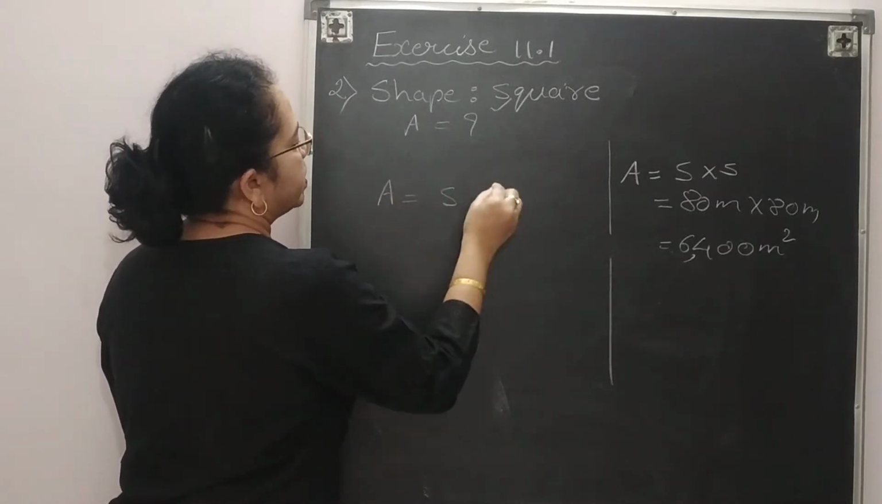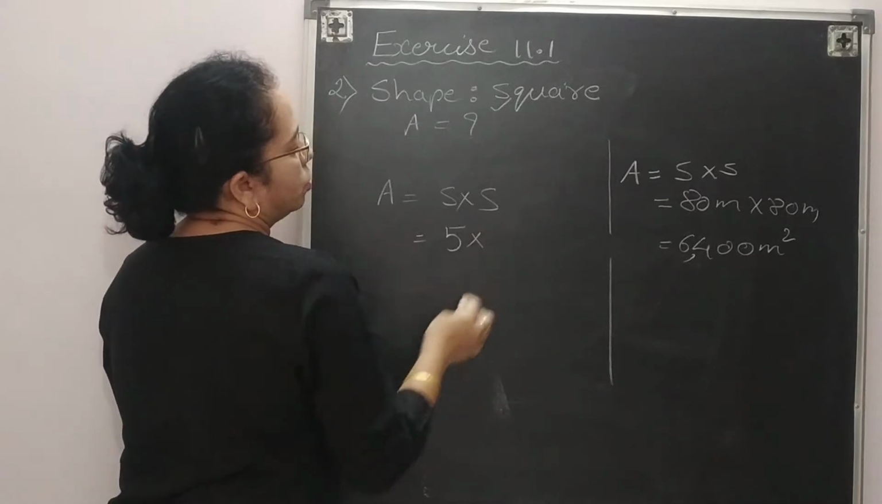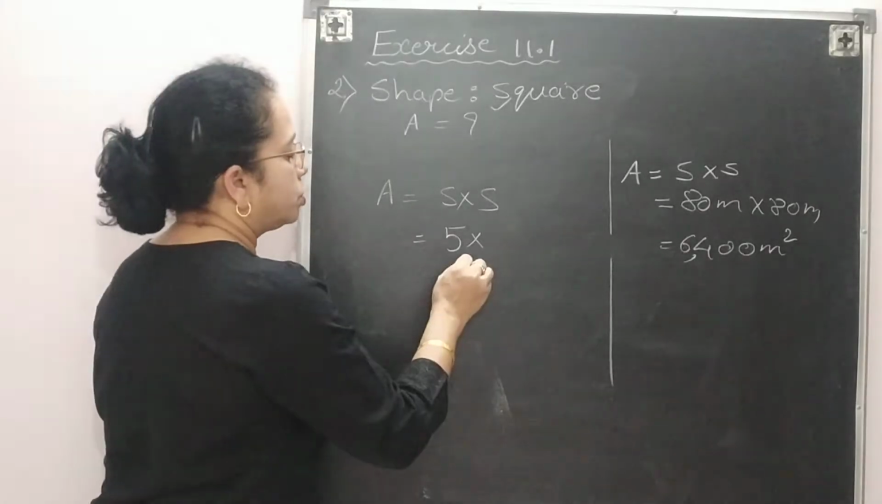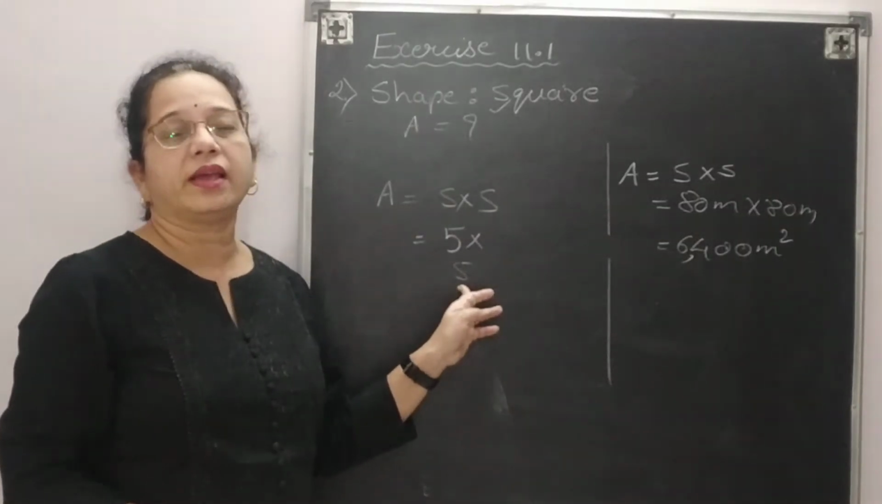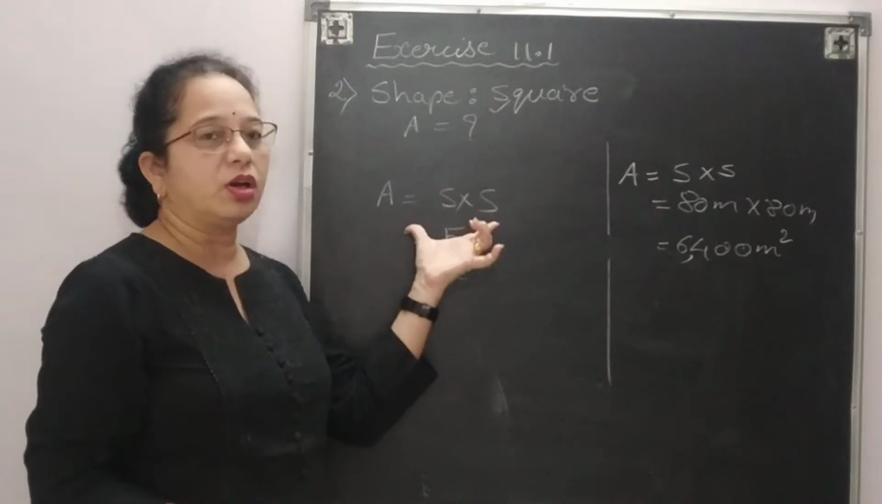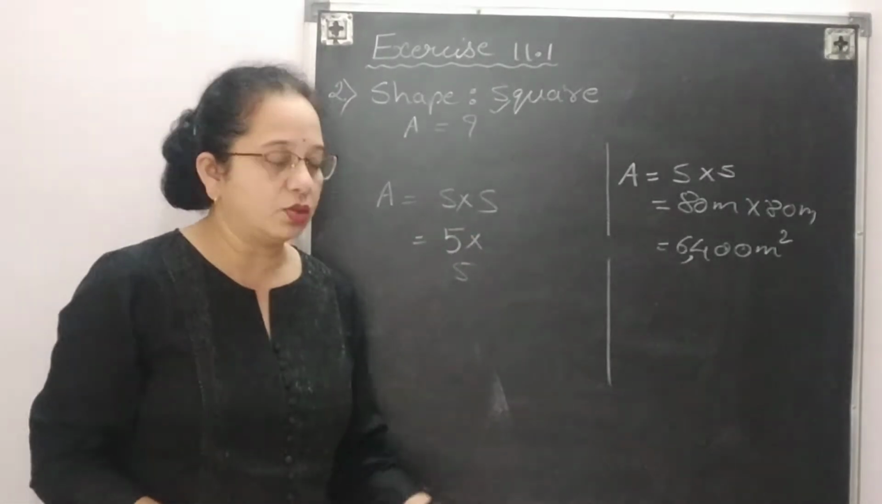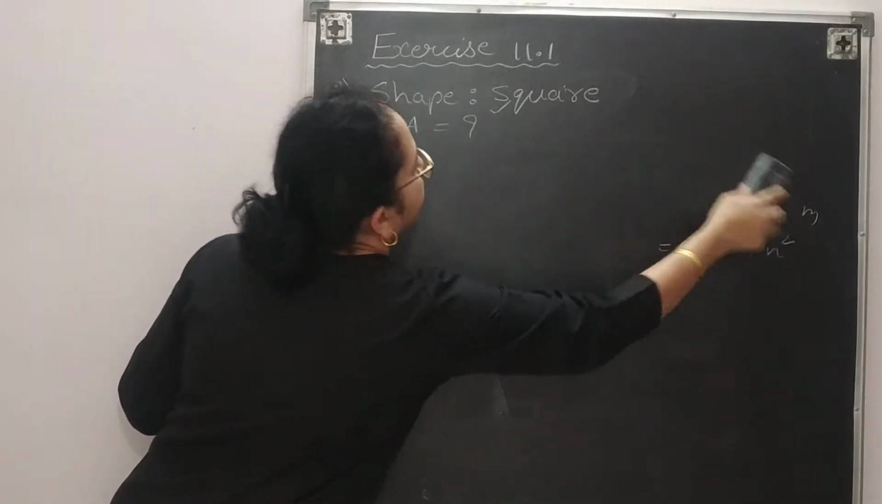Here one thing I want to tell you, just look at the formula. Area is equal to side into side, and suppose I am writing this S, so this 5 and S should be written carefully. A few students write S like this, so it looks like 5. So whenever we are solving these area questions, please write S carefully so that teachers will read it properly.